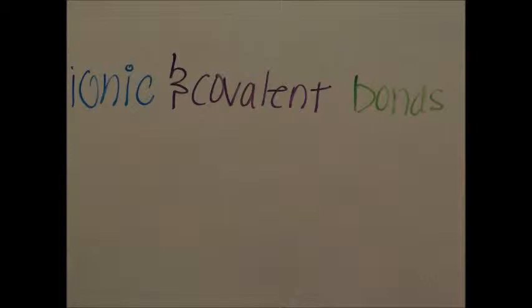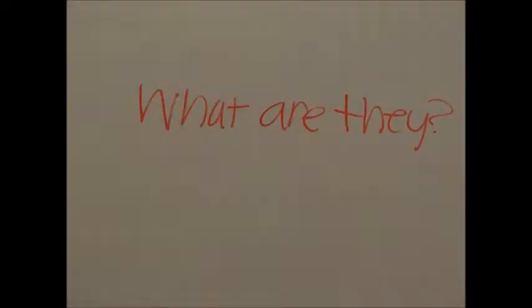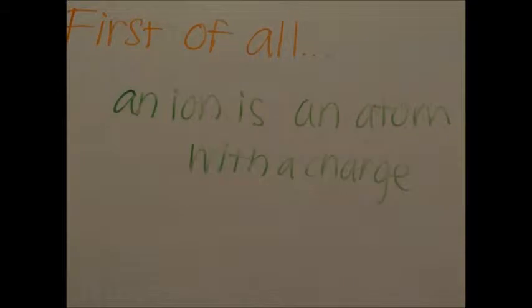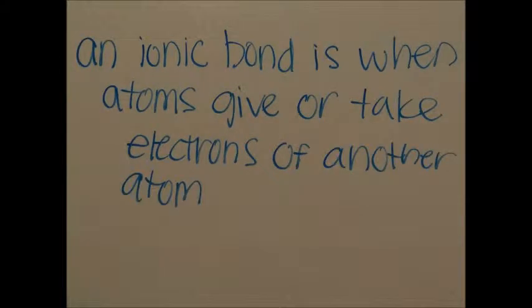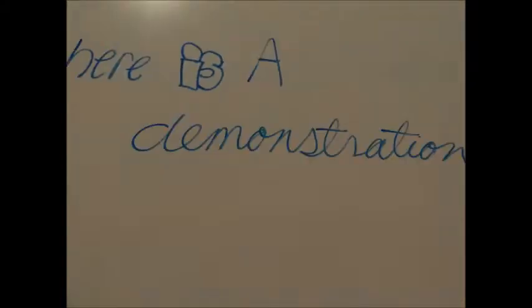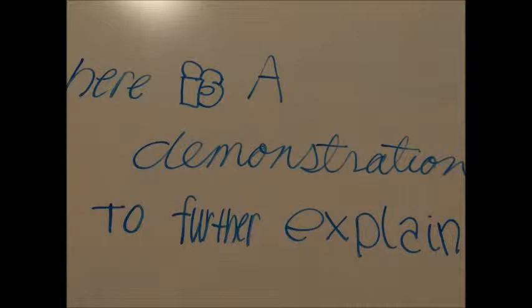Ionic and covalent bonds. What are they? First of all, an ion is an atom with a charge. An ionic bond is when atoms give or take electrons of another atom. Here is a demonstration to further explain.